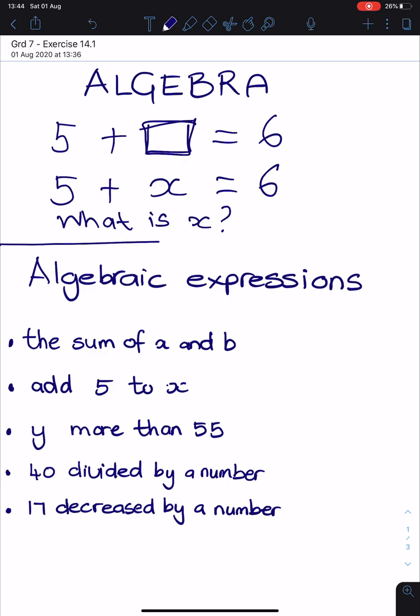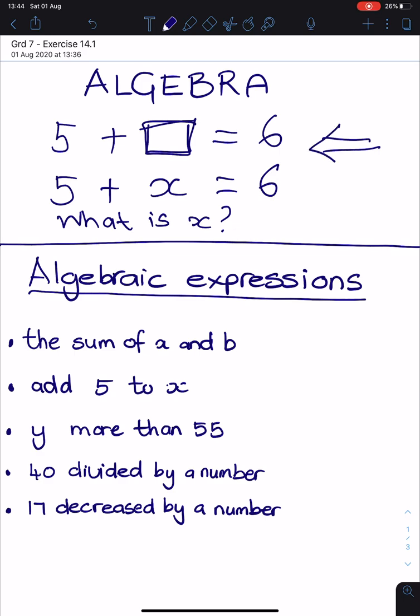Let's start off with algebraic expressions. These are equations because they have an equals sign. They finish off the equation. We're going to first look at expressions, and expressions do not have an equals sign. So it is writing the number sentence but not working it out, not getting an answer.